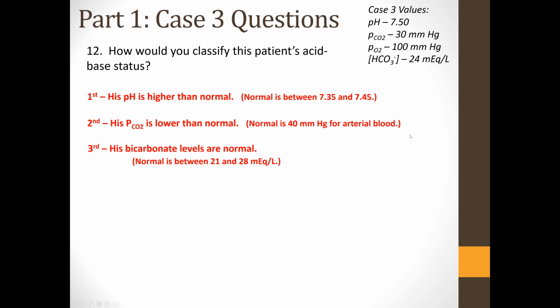One's high, one's low. That's going to clue me in that I'm looking at a respiratory issue. And then I'm also going to look at his bicarbonate levels, and in this case, his bicarbonate levels are normal. Normal is between 21 and 28. His is 24. So given these values, this man has respiratory alkalosis. And it's alkalosis because the pH is higher than normal.